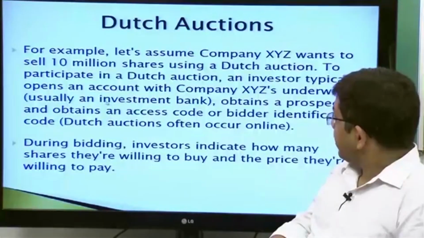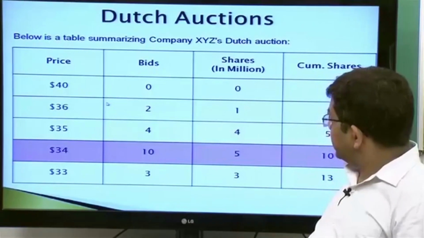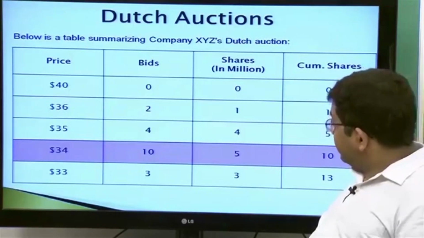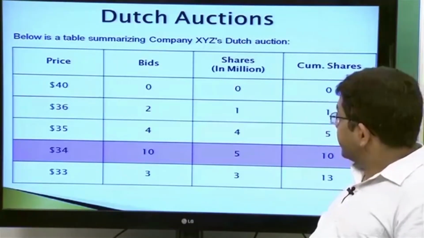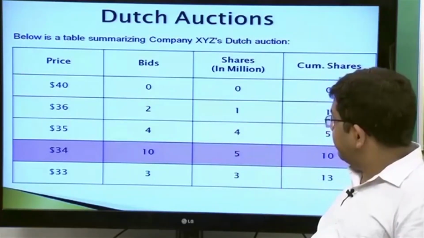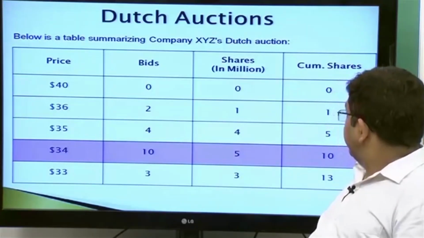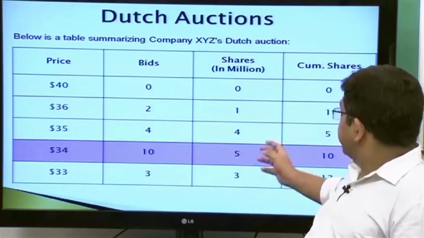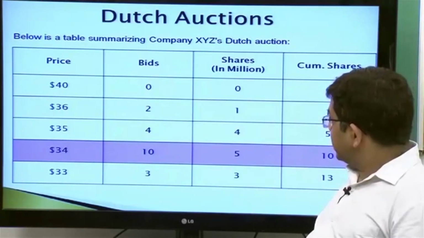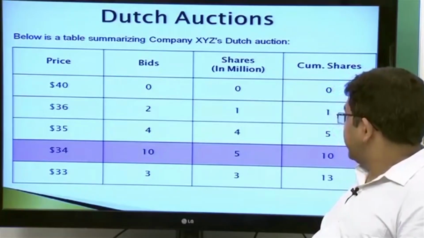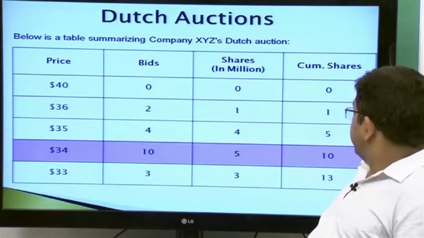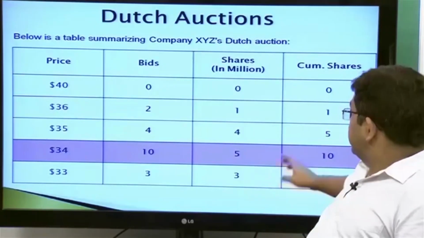Now, in this example of 10 million shares, you will see that the bidding starts at a $40 price bid, and at that price point there is no bidder who is ready to buy at $40. On the next level, which is $36, you will find that two bids come in, with the total shares these bids are ready to buy being 1 million. Now at $35 you will find another 4 bids are available, and at $35 the total cumulative shares that can be sold equal 5 million.